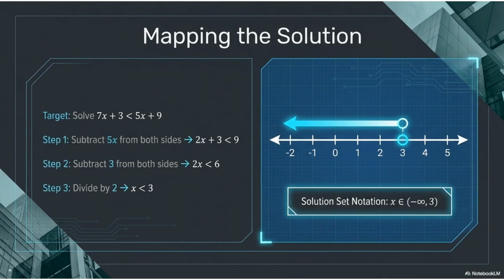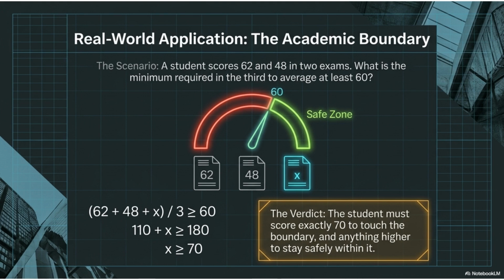By isolating the variable through standard algebraic steps, we can clearly visualize the resulting solution set on a number line. In this real-world application, we calculate the minimum exam score required to maintain a specific average. By solving the inequality, we find the exact boundary for success.